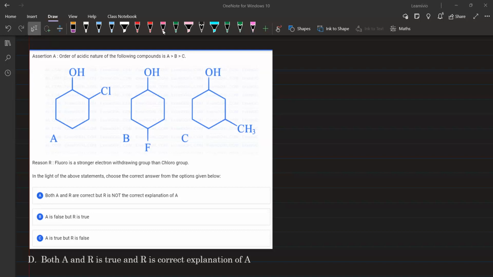Electron withdrawing group is going to increase the acidic strength, right? Now accordingly, see where the electron withdrawing group is.